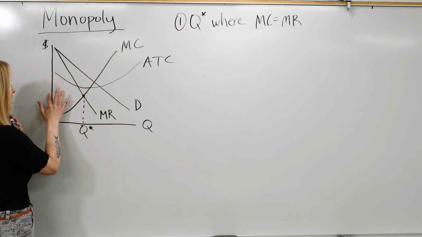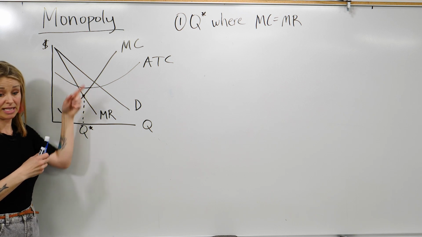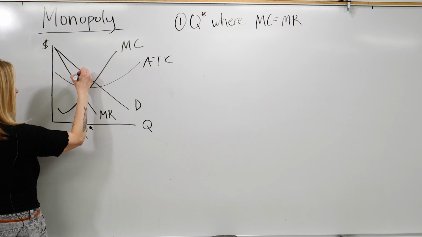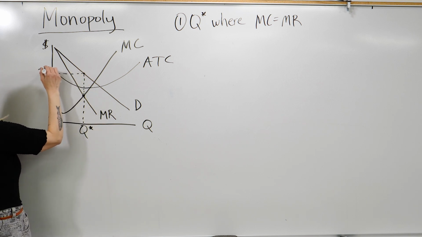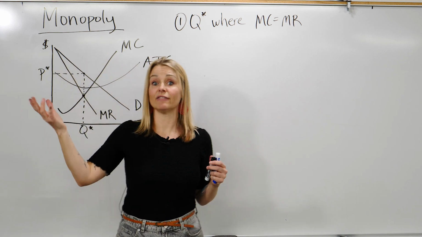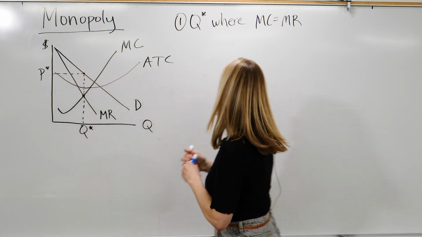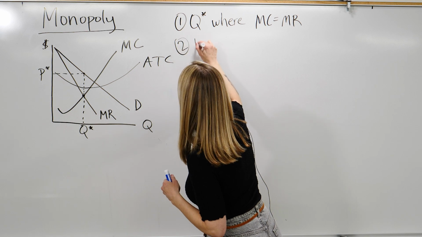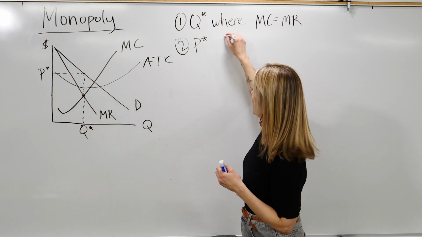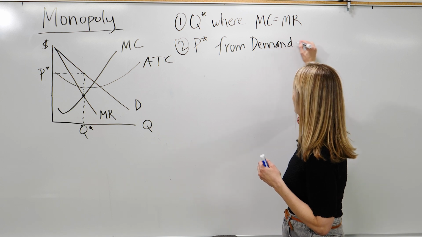So how are we going to set our price in order for people to buy this many units? Well, we're going to have to go to the demand curve and set the price that way. So we find that Q star, and then we just go straight up to the demand curve, and that's the price that we are going to charge. We call it P star. Because remember, we are not perfect competition now where the price is just kind of given to us. We're the monopolist. We're the only ones selling this item. We can price it wherever we want, and that's where we're going to do it. So our second thing that we do is figure out where that price is, that P star, from the demand curve.